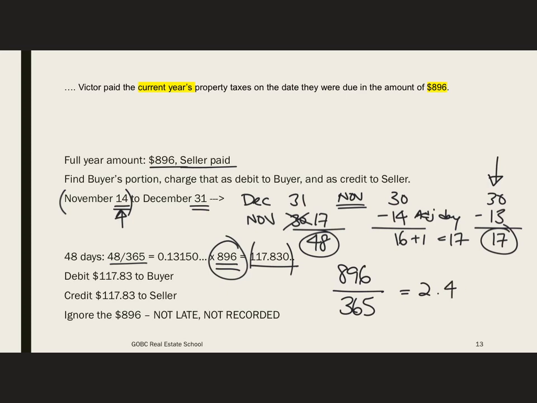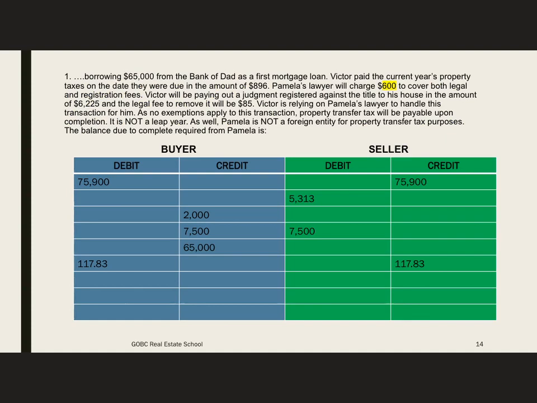So it ends up being 2.4547 with a bunch more decimals, right? Because you're always going to have your calculator set to 6 decimals. You would get this amount per day, and then you would multiply that by the 48 days, and you will still get your 117.83. So you see here that we've put that 117.83 in the debit column for the buyer and the credit column for the seller.